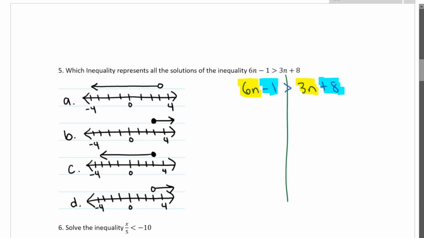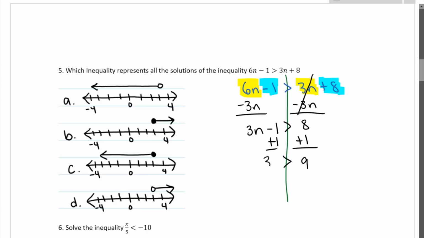So I'm going to move this 3n to this 6n. How do I do that? That's a positive 3, so I'm going to minus 3n, and what I do to one side, I do to the other one. Okay, I cross out my 3n, 6 minus 3 is 3. Drop down negative 1, greater than 8. Almost done. Now let's get the 1 and the 8 together. That's a negative, so I'm going to do the inverse, which is positive. 8 plus 1 is 9. So 3n is greater than 9.